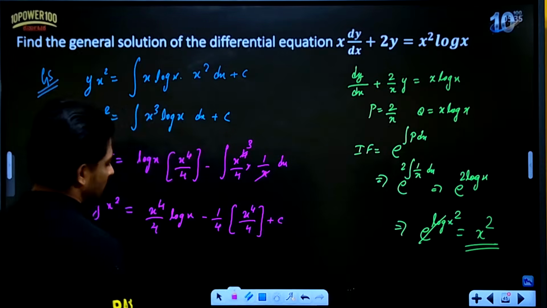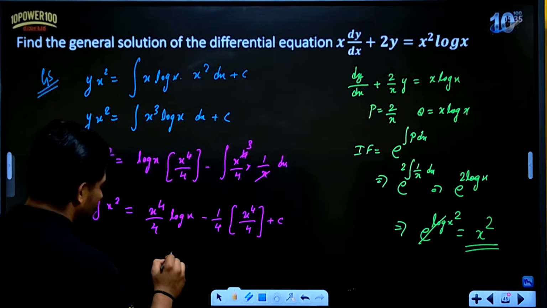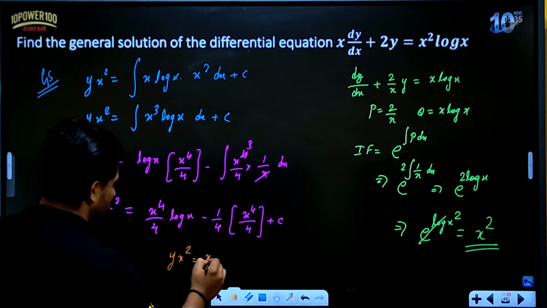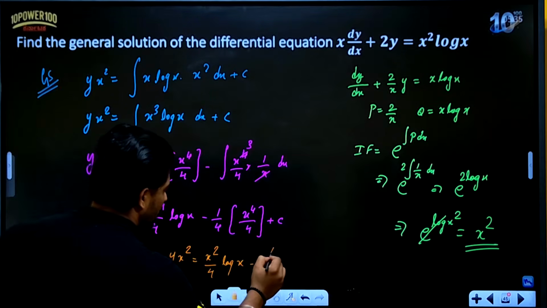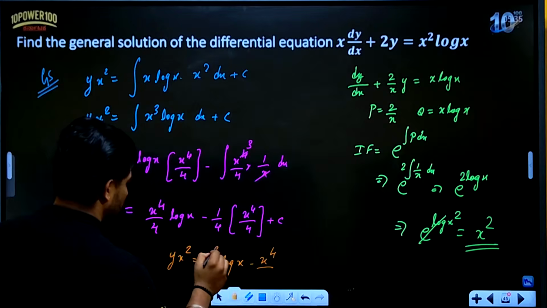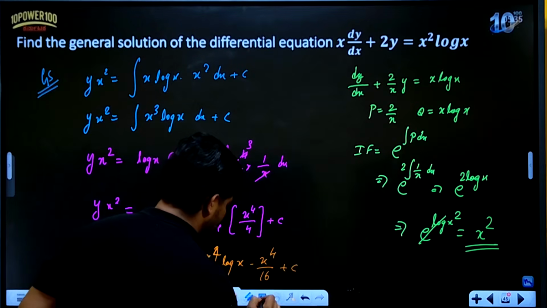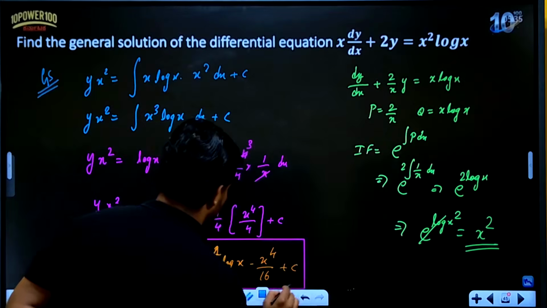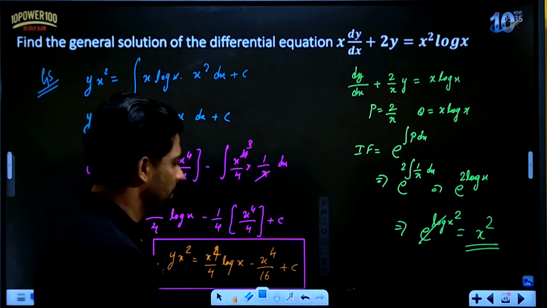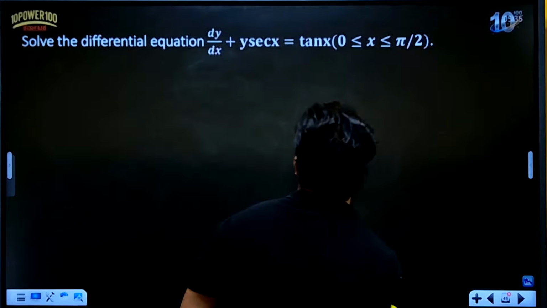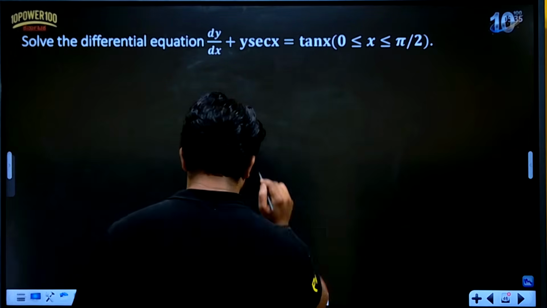So now the final answer for this is right here. y x square is equal to x to the power 4 by 4 log x minus x to the power 4 by 16 plus c. So this is the final answer. Okay, so simple, solve till the end and you will get the answer. You can divide once again by x square. Okay, so this is a simple question.